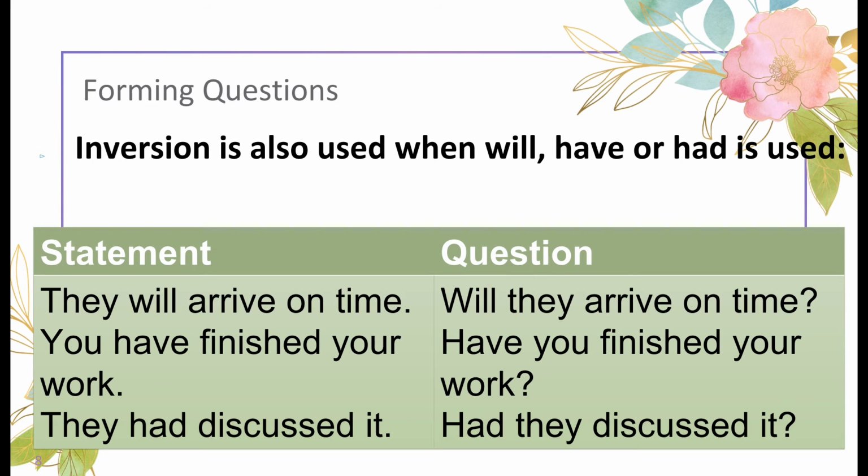Inversion is also used when will, have, or had is used. They will arrive on time. This is future indefinite tense. Will is a modal verb. They is the subject. Will arrive is the verb. The position of the auxiliary verb, the modal verb in this case, will be swapped with the subject to form the question. Will they arrive on time?